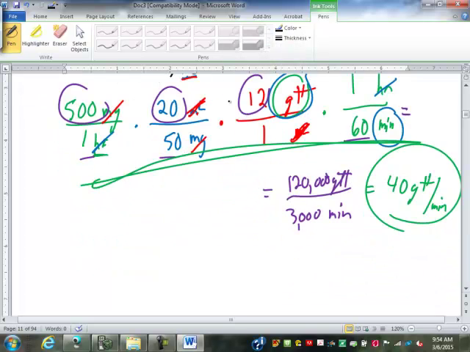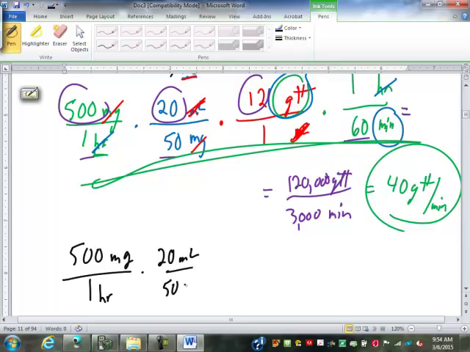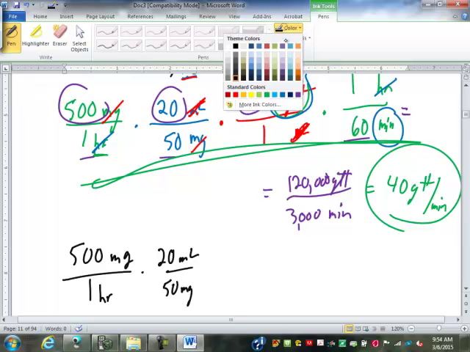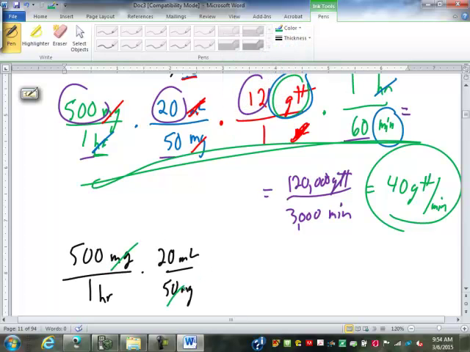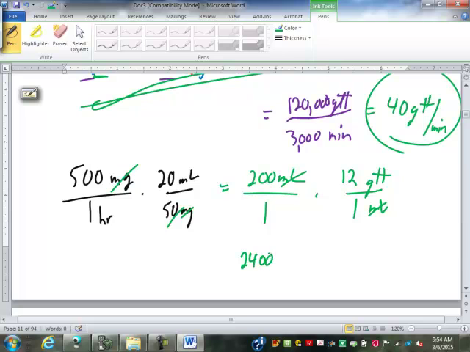A lot of times the way I would have done this is I would have done the 500 milligrams per hour. And I would have converted with the 50 milligrams per 20 milliliters. And I would have ended up with 200 milliliters there. And then I would have kept going from there. Well, then I would have converted from milliliters into drops. So the 12 drops per milliliter. And would have got 2,400 drops. That's still per hour there. Per hour. And then I would have converted the hours into minutes to get it to 40 drops per minute.